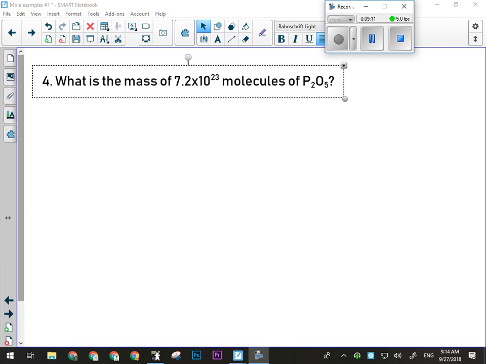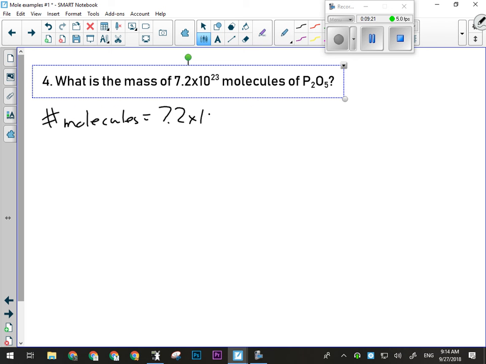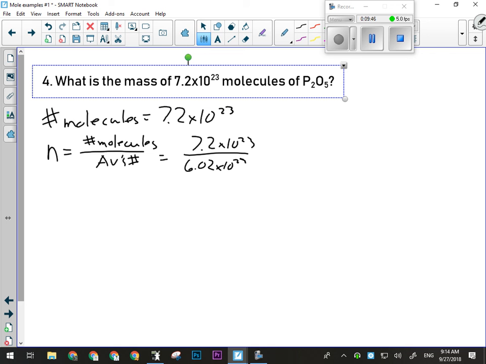So like we said with this one, our first step is that we probably want to get the number of moles because we were given the number of molecules. And that's something we can directly find with that number. So we got 7.2 times 10 to the 23 molecules of diphosphorus pentaoxide. So let's find N first. N is going to be the number of molecules over Avogadro's number. So that'll be 7.2 times 10 to the 23 over 6.02 times 10 to the 23.